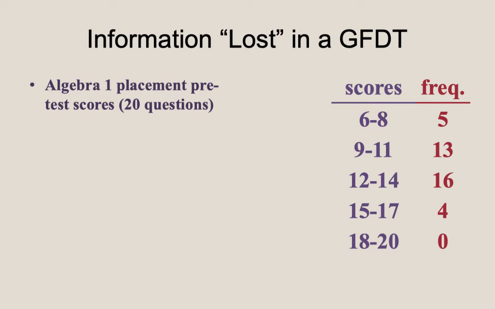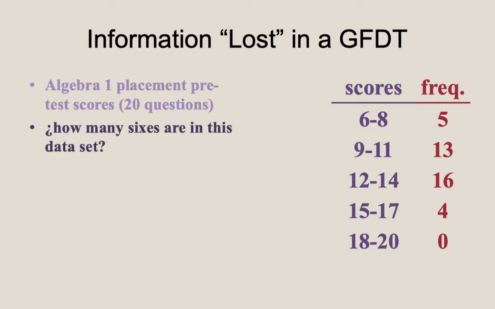Here's the GFDT for a small data set. This data are student scores from an Algebra 1 placement test given at the start of class. This pretest was used to help make sure students were placed in the correct class. If they scored too low, they could be moved into a pre-algebra class, and if they scored too high, they could be moved up into an Algebra 2 class. The placement test consisted of 20 questions, and the frequency for each range of values is reported in the GFDT. Just as a quick aside, convince yourself that there were 38 students who took this placement test.